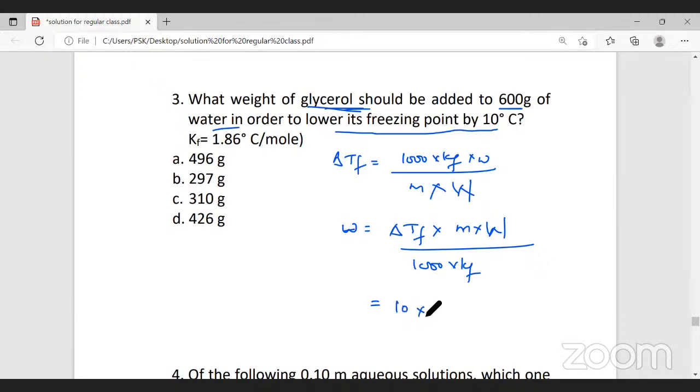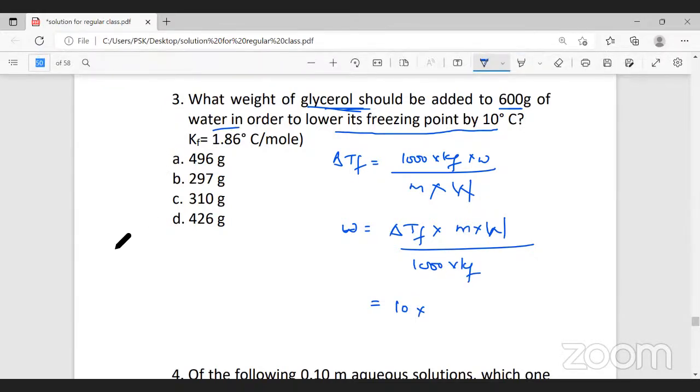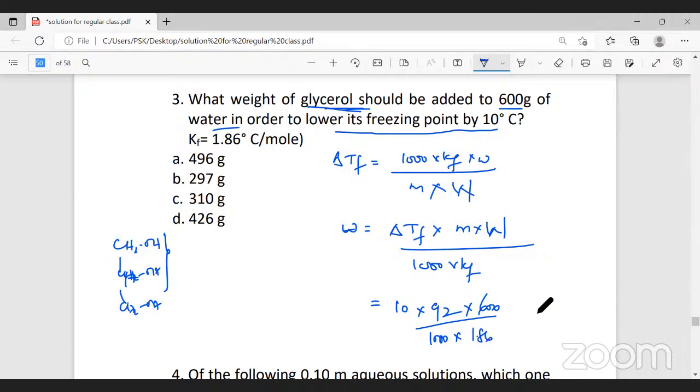So delta Tf is 10, into the molecular mass of glycerol, which is 92. Glycerol is CH2OH, CHOH and CH2OH. This is the molecular representation of glycerol. So it is 92, and the weight of the solvent they've given us is 600, divided by 1000 into Kf, which they've given us as 1.86.